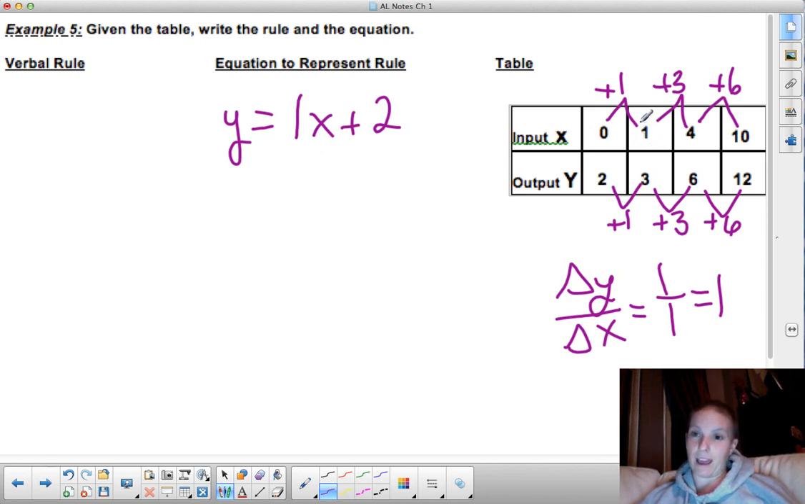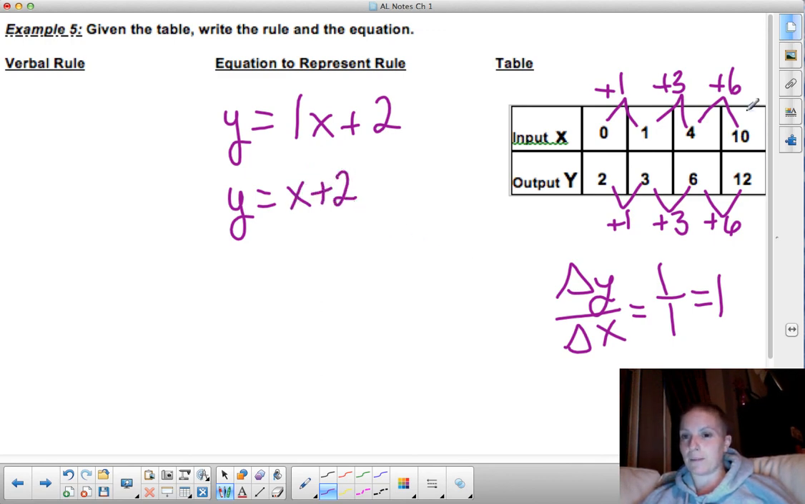If this is my x value, 1 times 1 is 1. I would need to add 2 to get to the y value. So that's 1 times the x value plus 2. Or if we're going to clean it up and write it in proper algebra, we would just simply write y equals x plus 2.